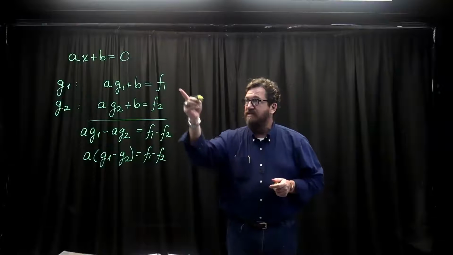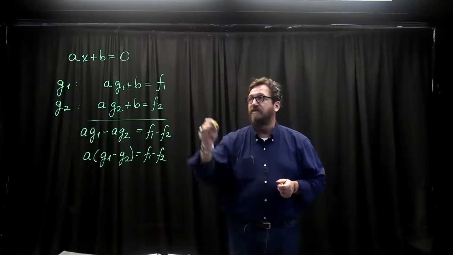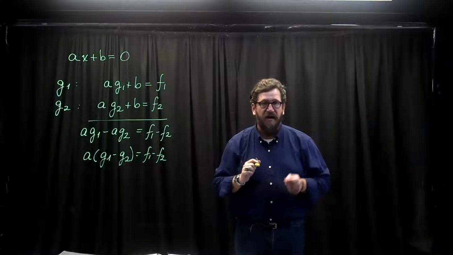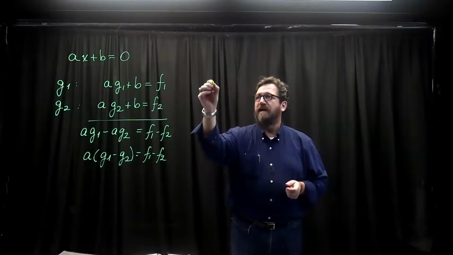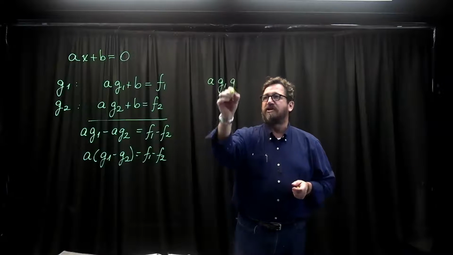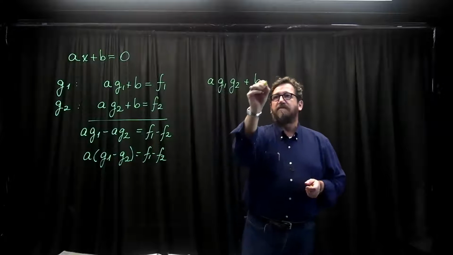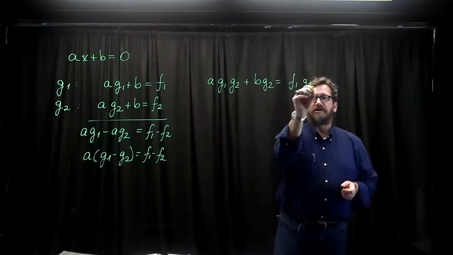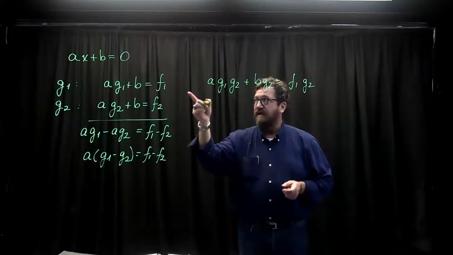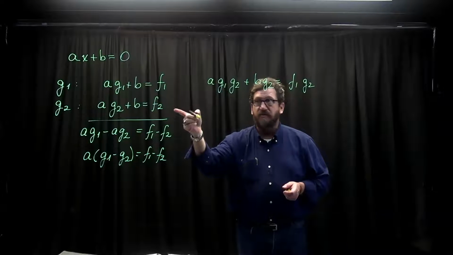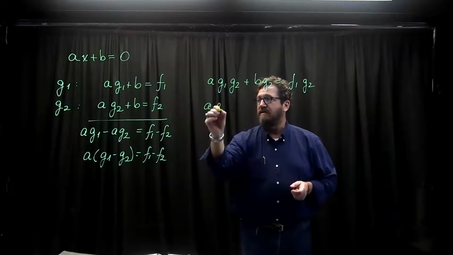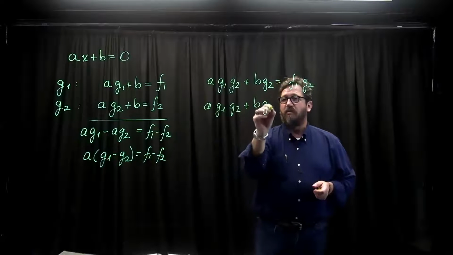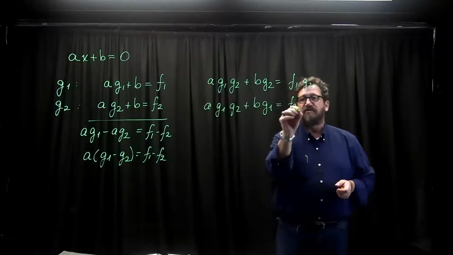Now, let's take these 2 equations right here and do something to them. I'm going to take the first equation and multiply everything by guess number 2. So I now get ag1g2 plus bg2 equals f1g2. Take guess 1 and multiply it to the new equation. So I get ag1g2 plus bg1 is equal to f2g1.